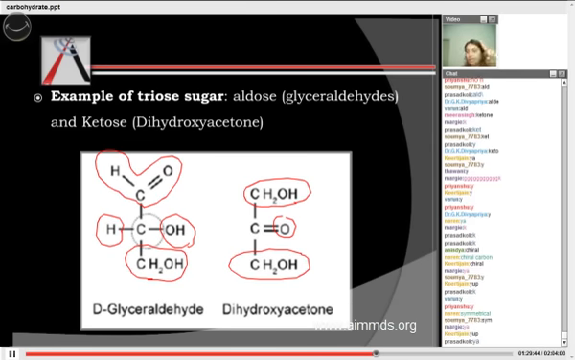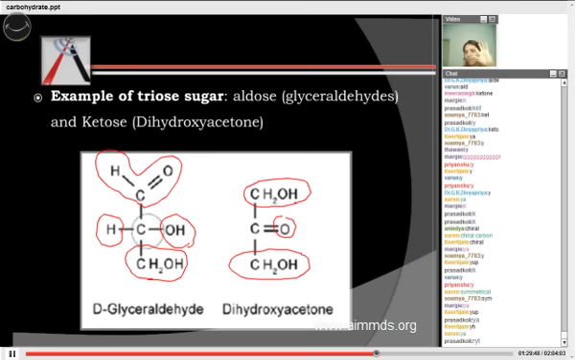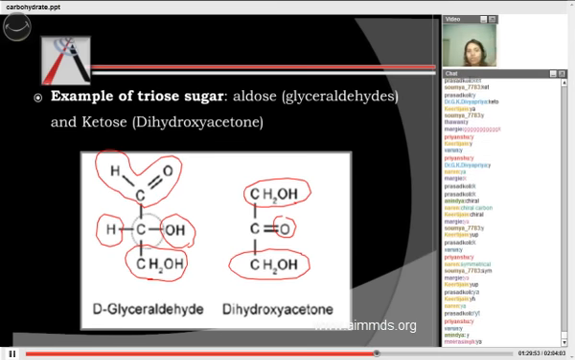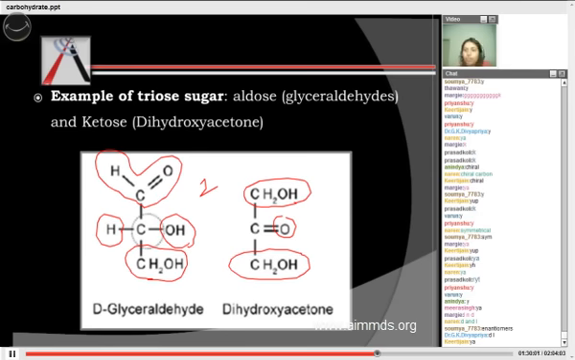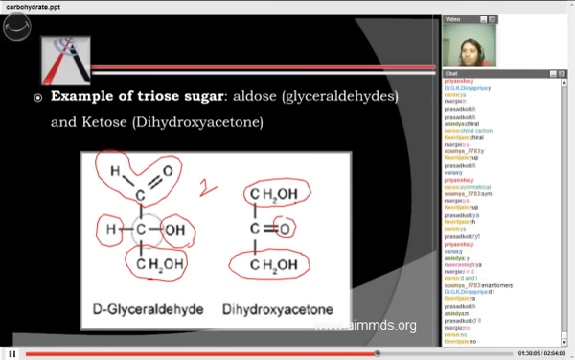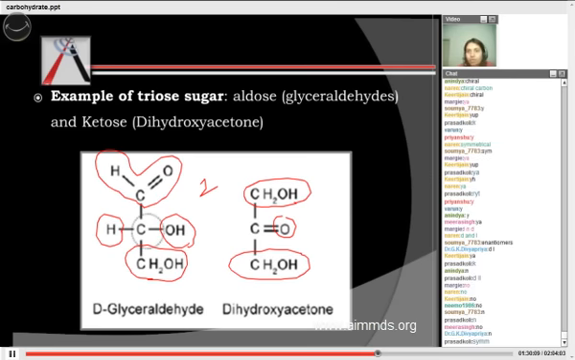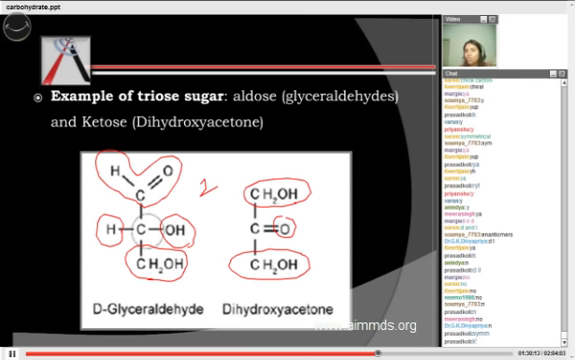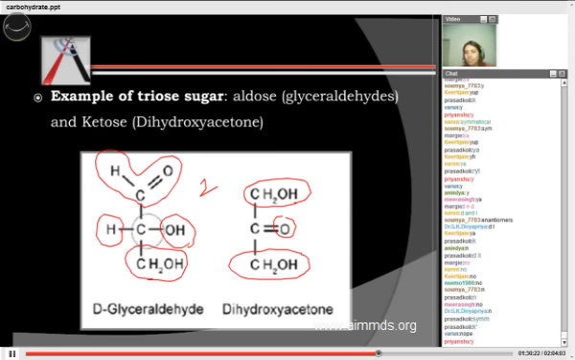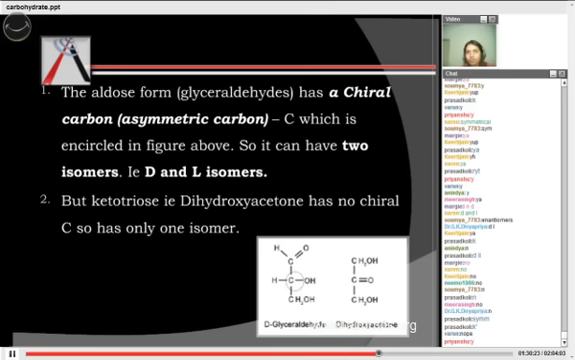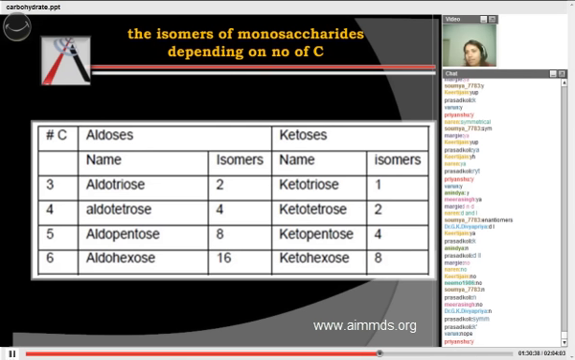So if we have a chiral carbon, we get isomers. Remember those isomers which we had been talking about in amino acids? It's similar over here. So we will get two isomers in glyceraldehyde because of that exchange. But do we get any isomers in dihydroxyacetone? No, we do not, because it doesn't have a chiral carbon atom. This we are doing with the simplest sugar, glyceraldehyde. Now when we increase the number of carbon atoms, we'll see how things change. The aldose form has a chiral carbon which is encircled here, so it can have two isomers, the D and L isomers, but the ketone has no chiral carbon, so it doesn't have an isomer.